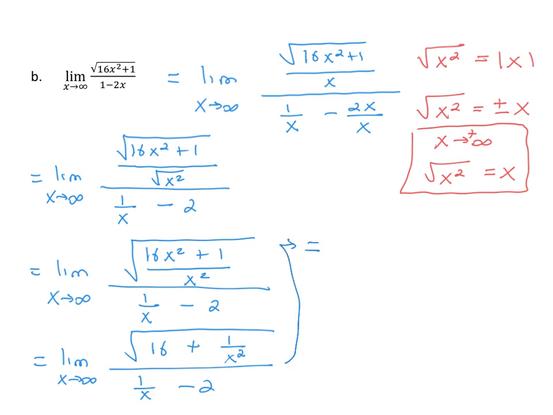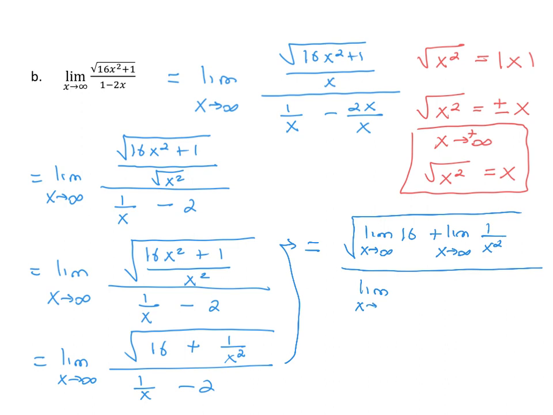So coming up here, this is really the square root of the limit as x approaches infinity of 16 plus the limit as x approaches infinity of 1 over x squared, and this is divided by the limit as x approaches infinity of 1 over x minus the limit as x approaches infinity of 2. So I broke the limit up between the numerator and the denominator. The root function is continuous, so the limit can go inside of it, and I put it next to both pieces, and I decided to put the limit next to both pieces of the denominator as well. With all that being said, we can now evaluate each piece.